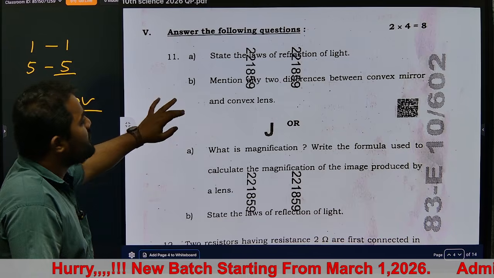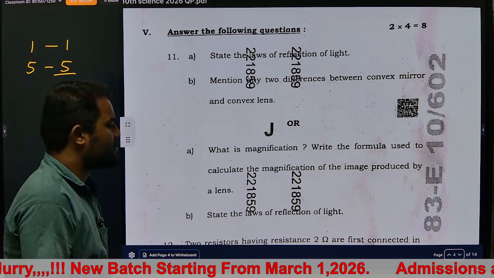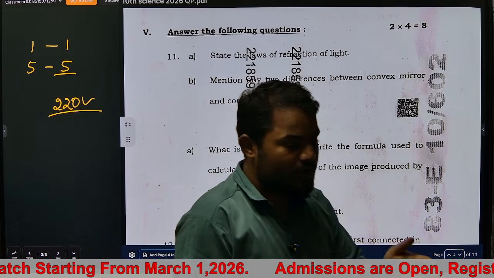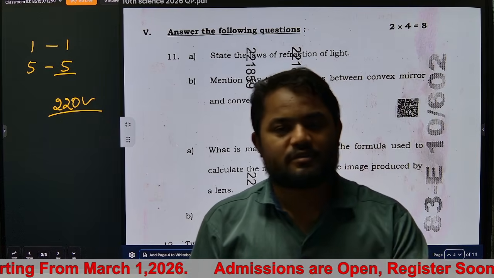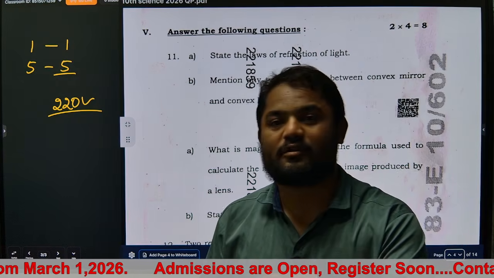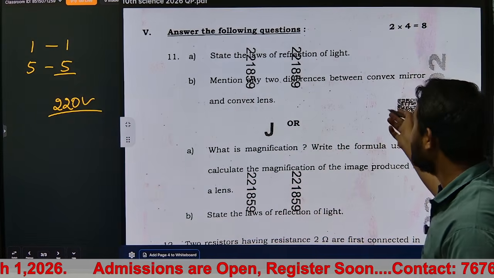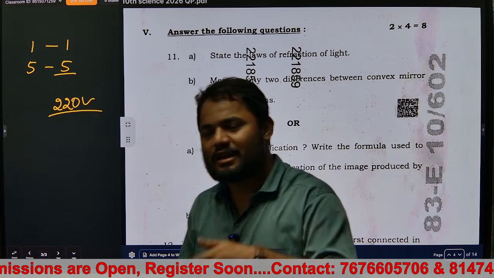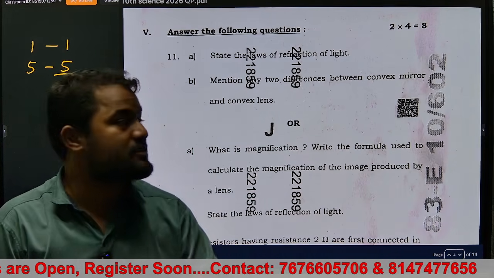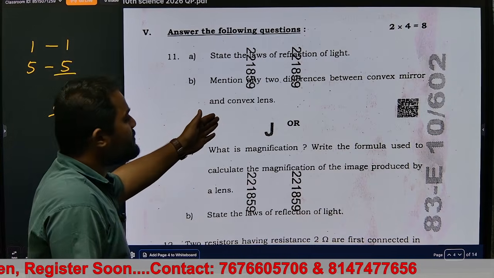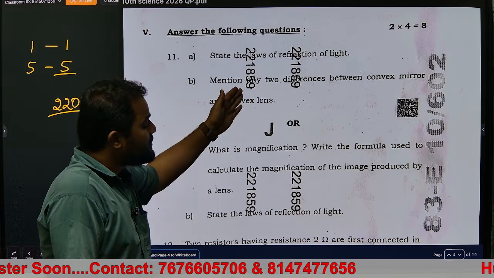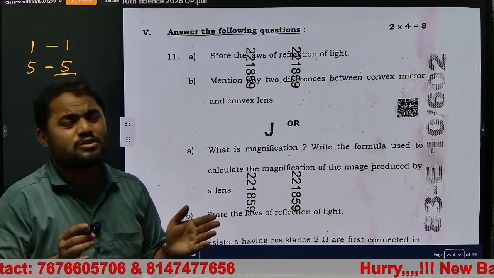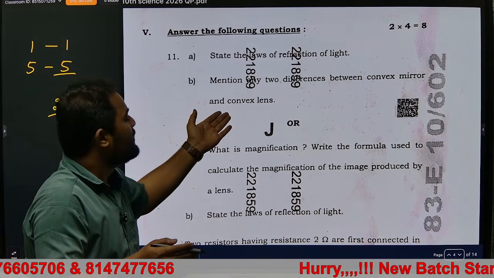Mention any two differences between convex mirror and convex lens. See, they are not asking for the difference between convex mirror and concave mirror, or convex lens and concave lens. They have asked for the difference between convex mirror and convex lens. Convex mirror is a spherical mirror which has a reflecting surface. It is opaque in nature, but the convex lens is bound by two spherical surfaces, and most important, it is transparent in nature.